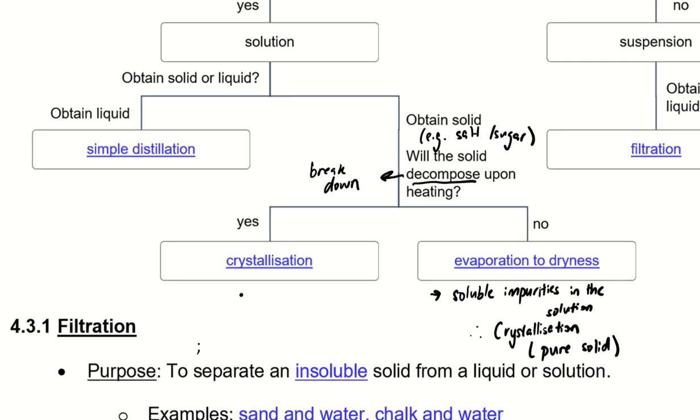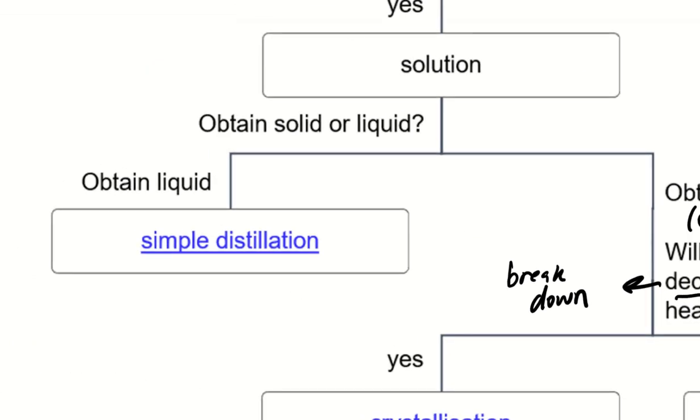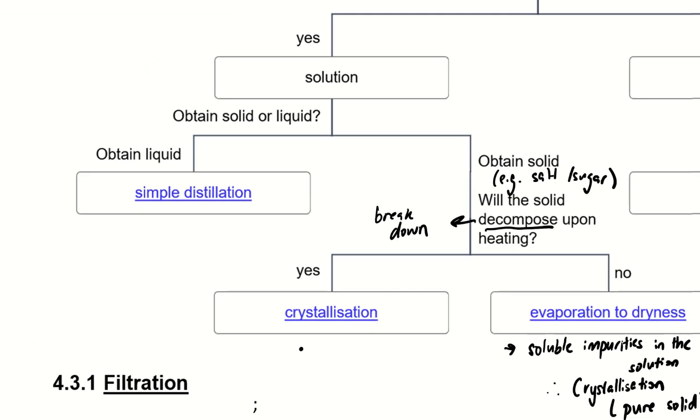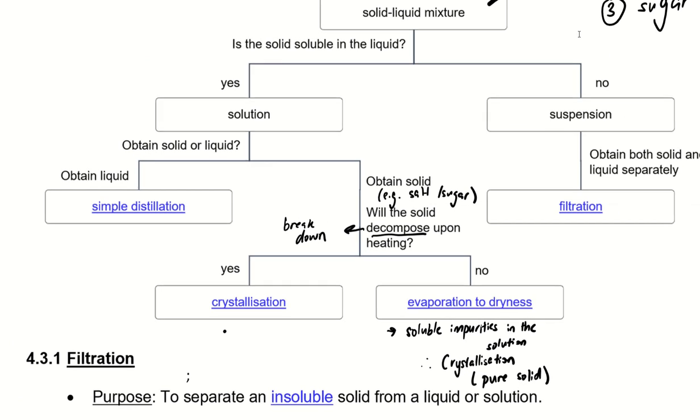And so let's say I don't want to obtain the solid, I want to obtain the liquid instead. What do I do? I can use simple distillation. So all these methods that you have seen in this flowchart are familiar to you, except for crystallization. In the next few videos, you'll take a look at what these methods are about, and what some common key terms are that you need to take note of for these methods.